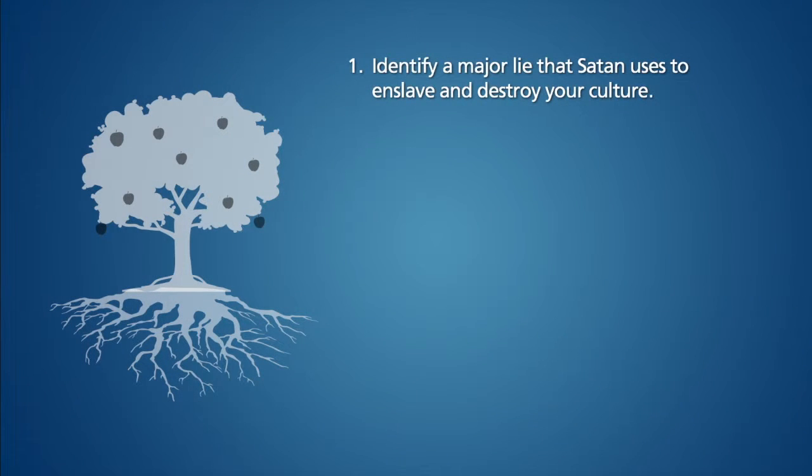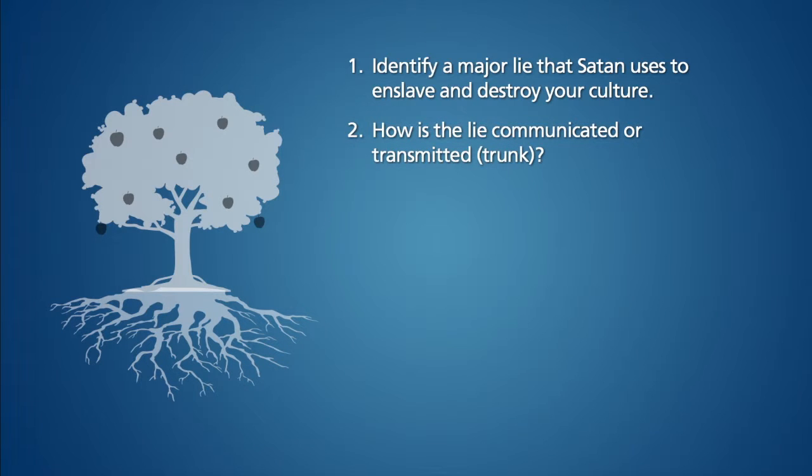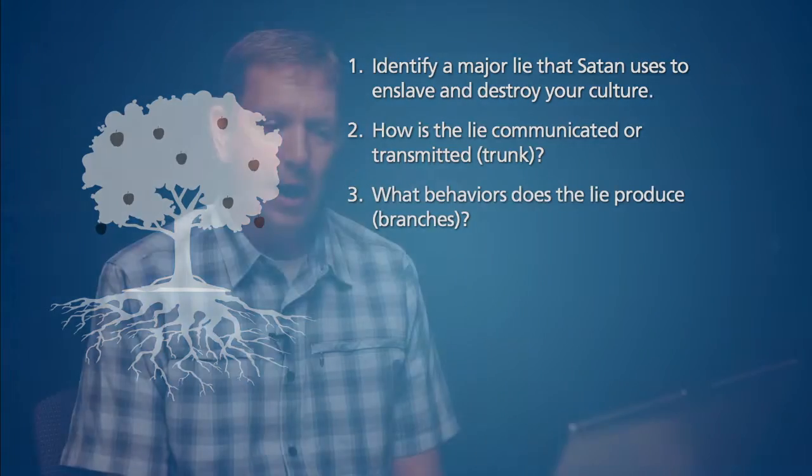Now we're going to begin the lab exercise portion of the ABCs of culture, and we're going to do a couple of things. First, we're going to have you identify a lie that Satan is using to destroy or enslave your particular culture. Secondly, we're going to analyze that lie in a number of different ways. First, we're going to look at how that lie is communicated, how it is transmitted. Secondly, what behaviors does it produce? How do people act? How do they behave as a result of the lie?